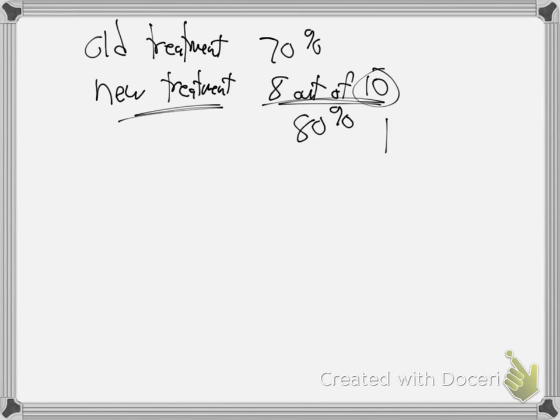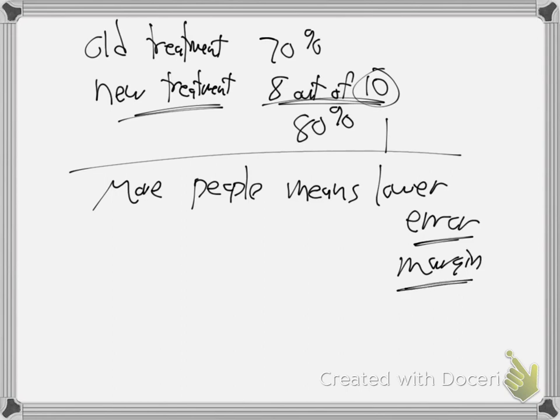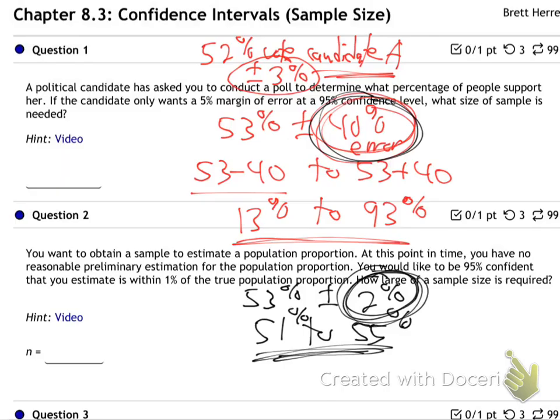Basically, have less error. So we all feel that more people means a lower error margin, right? It means a more narrow error margin. It raises our confidence. Well, exactly how many more people? Well, that's what this section is all about. It's helping you calculate how many people you need. So let me go to a fresh screen now that I scribbled all over that one.